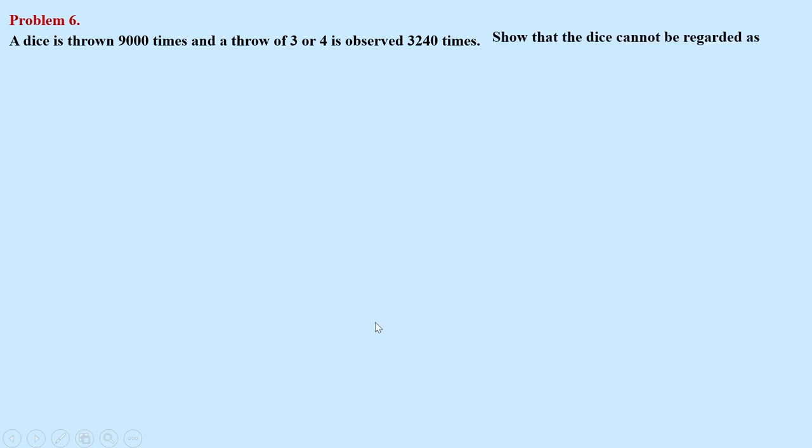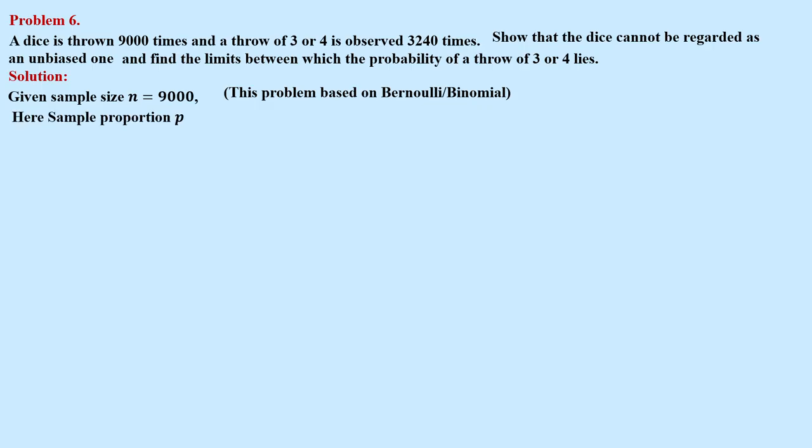Right. Next problem: a die is thrown 9000 times and a throw of 3 or 4 is observed 3240 times. Show that the die cannot be regarded as an unbiased one, and find the limits between which the probability of a throw of 3 or 4 lies, right? So given a sample of n equal to 9000, this is binomial, Bernoulli, right?